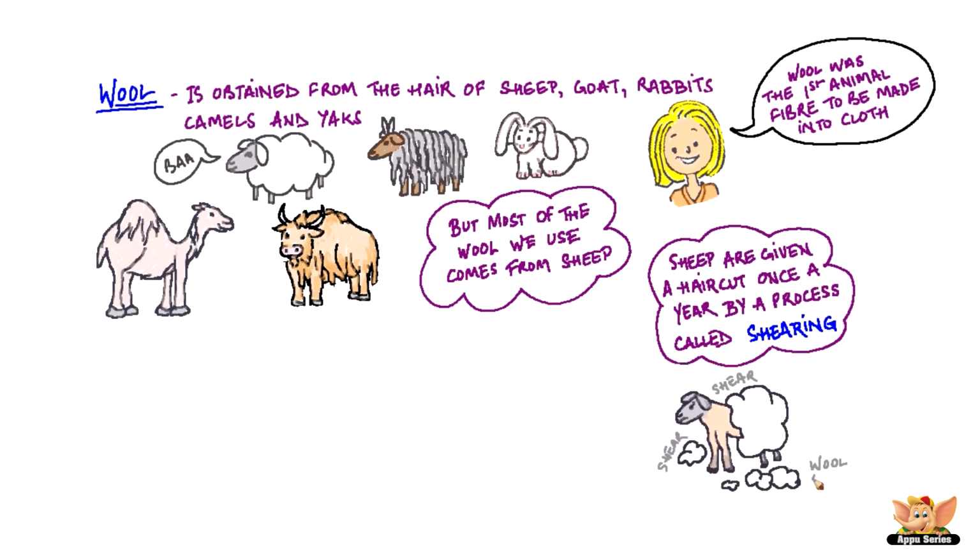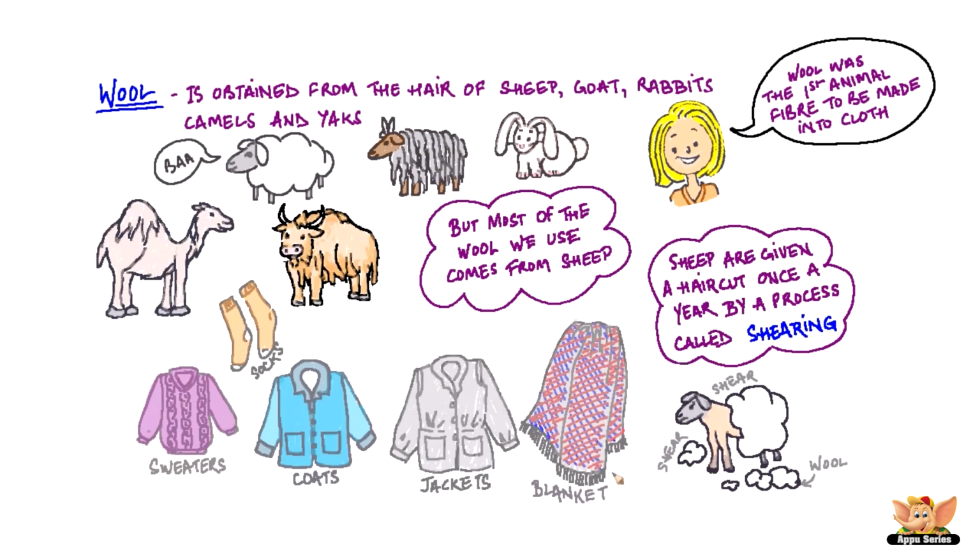In most parts of the world, sheep are given a haircut once a year. This process is called shearing. The sheared wool is used to make sweaters, coats, jackets, socks, and even blankets.